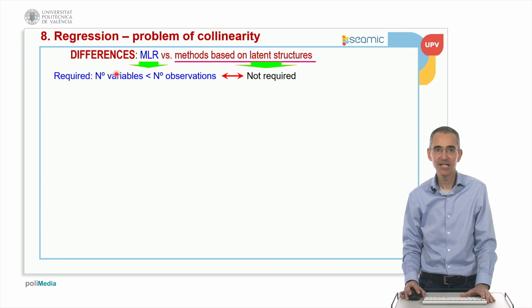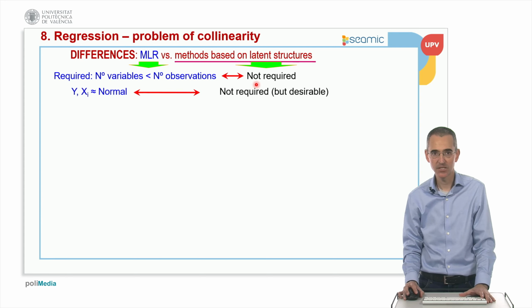Well, multiple linear regression requires that the number of variables has to be less than the number of observations. That is a requirement. If this is not the case, the model cannot be fitted. But in the other methods like PCR or PLS, it is not required. We can use them even with thousands of variables for a set of observations.